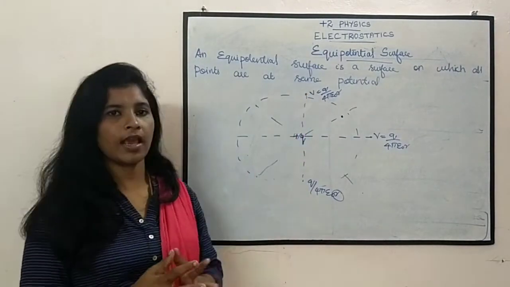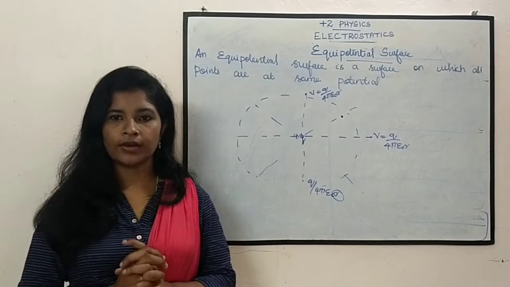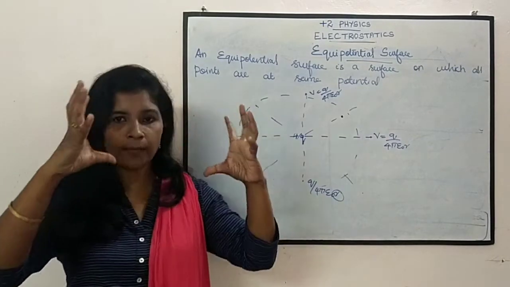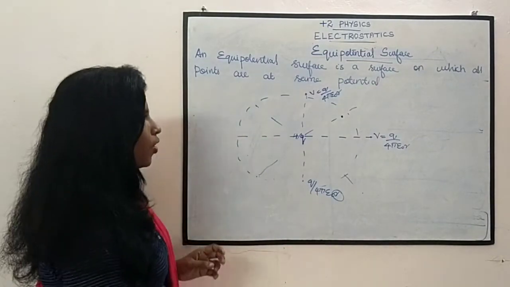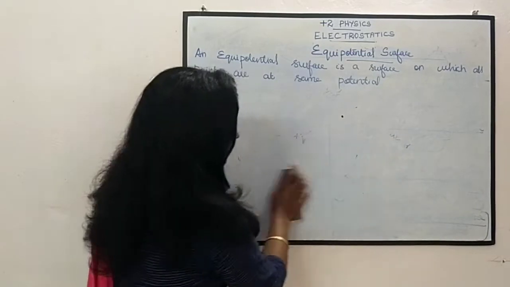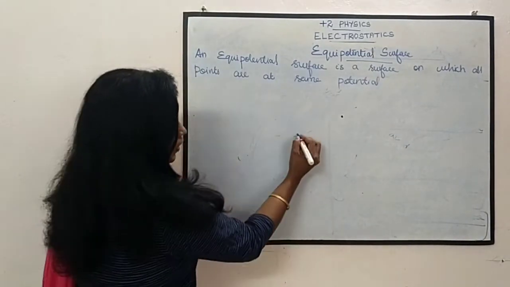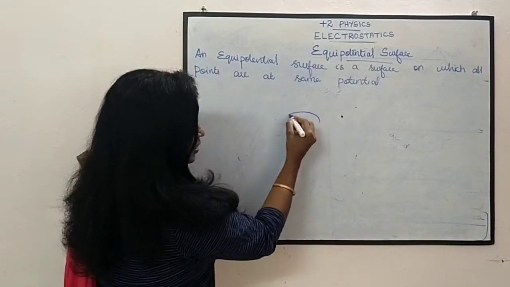You will have the same potential. Okay, can you understand? So you will have the same potential at each point. Okay, or consider this is Q. So you will be having a surface like this.